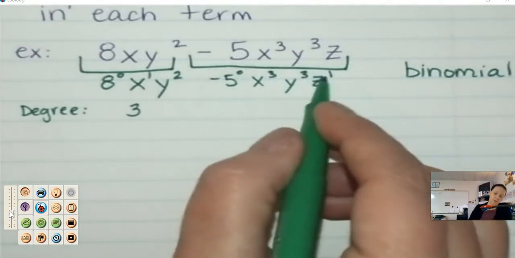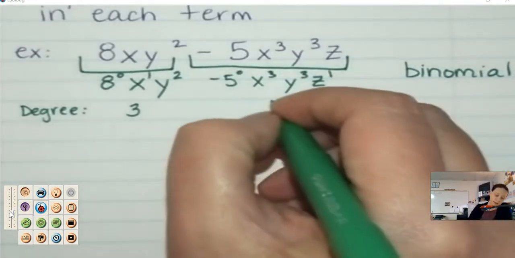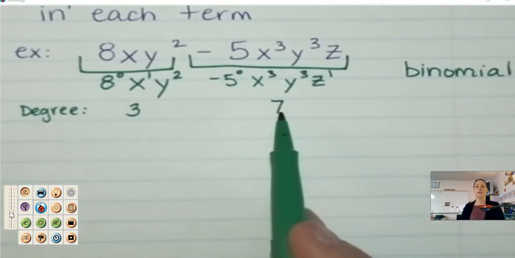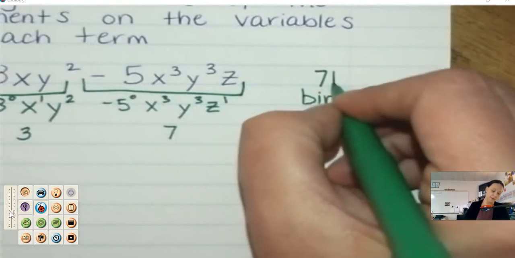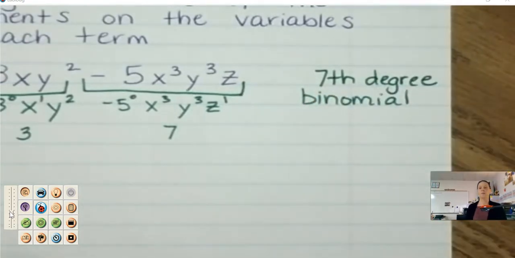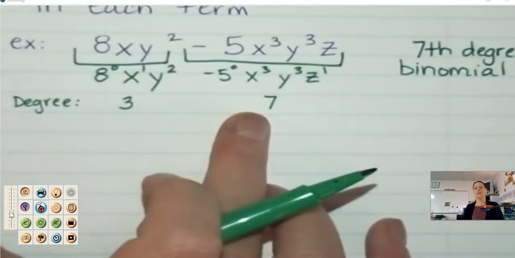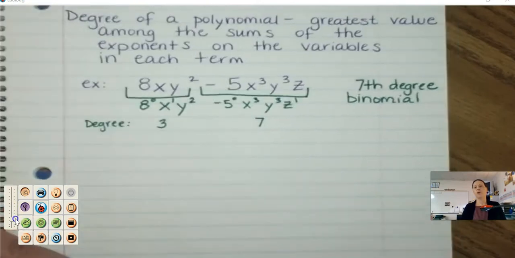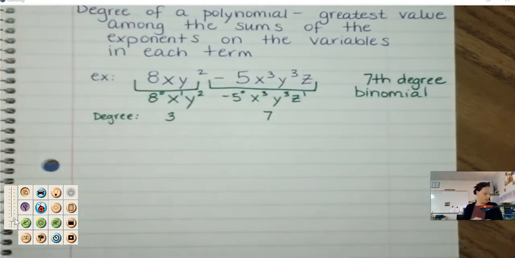0 plus 3 plus 3 plus 1, 6, 7. That has a degree of 7. So then you take the biggest degree. 7 is the bigger one, so this is called a 7th degree binomial, because 7 is the bigger of the two sums. And we'll do practice on that today. We have 2 more vocabulary words.